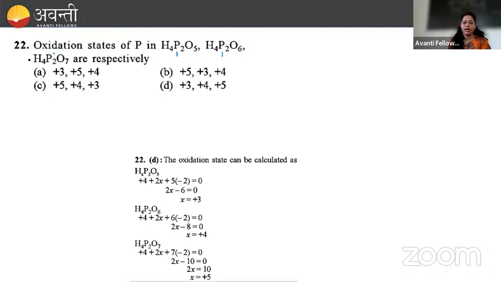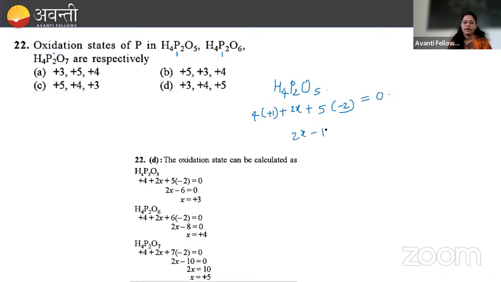So H4P2O5, H4P2O5. So here you can see we need to find out the oxidation state for phosphorus. So phosphorus we are going to consider x. For oxygen, we know oxidation state is -2. For hydrogen, we know oxidation state is +1. Overall molecule doesn't have any charge, so it will be 0.